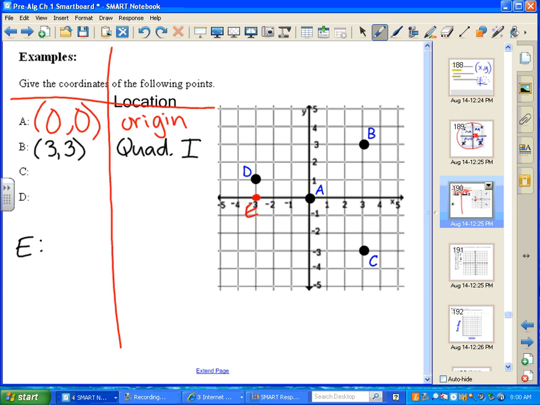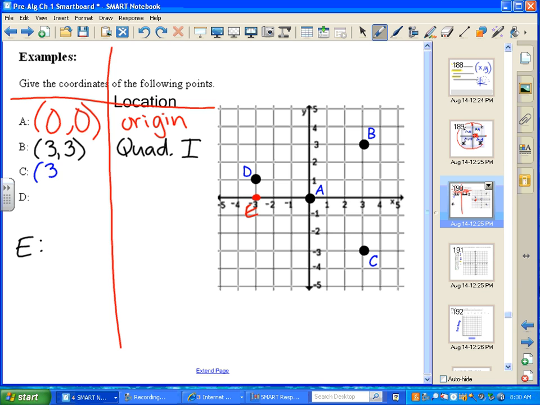Yep. So the location in regards to these ones is going to be, what's the quadrant? B, we went to the right 3 and then up 3. That's why they're both positive. Mary, question or next one? Go for it. Letter C.